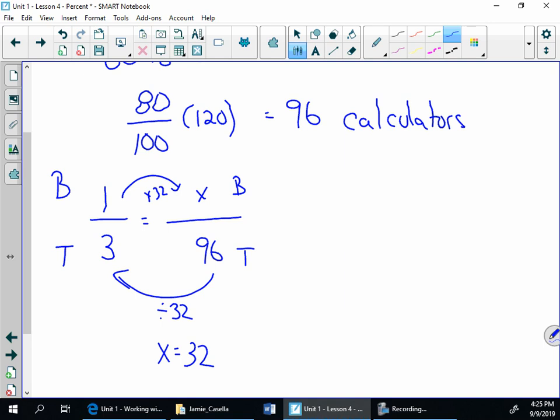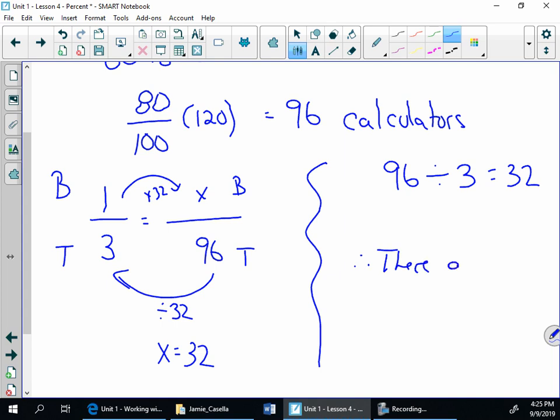Or, what does a third mean? A third means, and this is just a different way of solving this, take your number and divide it by 3. That also gives us 32. So we have two options. Either way, there are 32 black calculators.